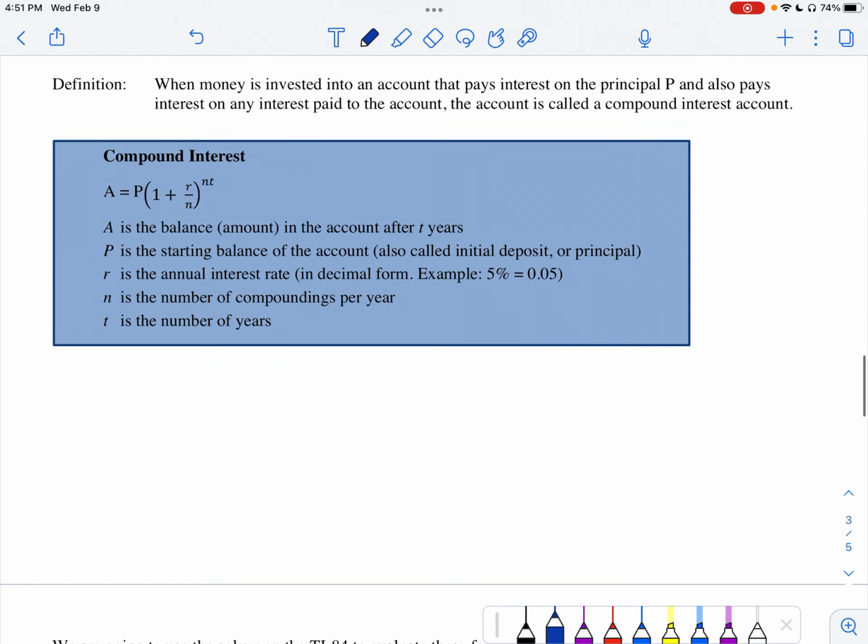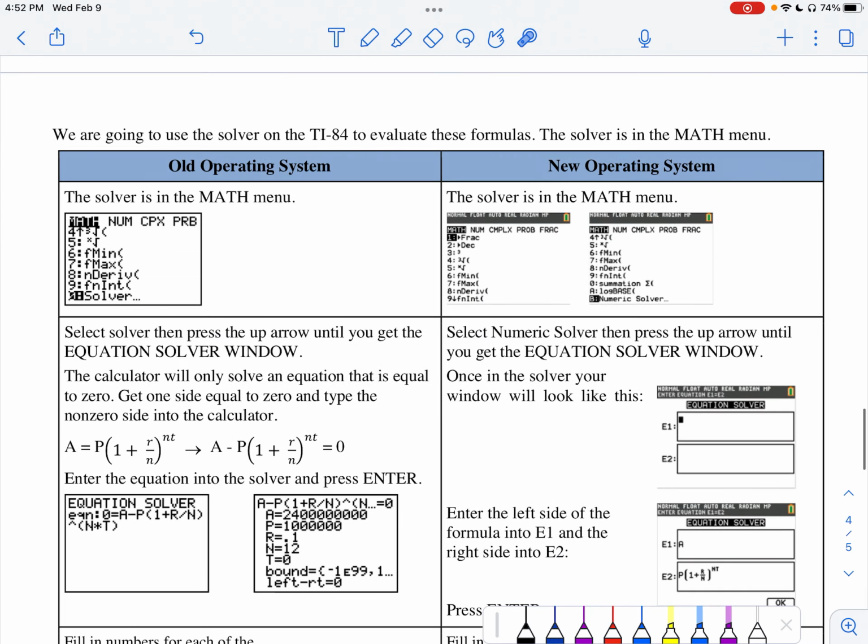Okay. So now we're going to start looking at compound interest, which is going to be used in this formula right here. So when you're looking at this formula, A is the balance after T years, P is your original starting balance or your principal, R is the interest rate written as a decimal, N is the number of times that interest is compounded per year, and T is the number of years. Okay. So let's go ahead and take a look at some examples.